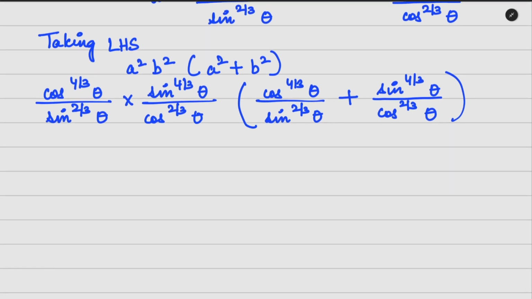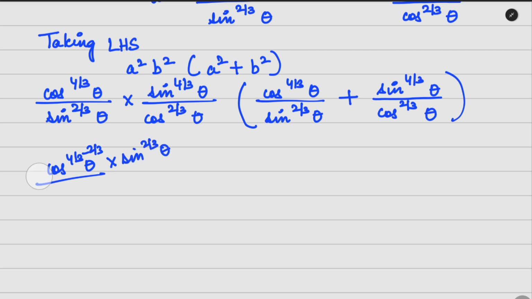Okay, so what is cos 4 upon 3 theta divided by cos 2 by 3 theta? The powers will get subtracted, so you'll have cos to the power minus 2 by 3 theta in the numerator. In the denominator, sine 2 by 3 will go up, so you'll have it multiplied by sine to the power 4 by 3 minus 2 by 3, which is 2 by 3.